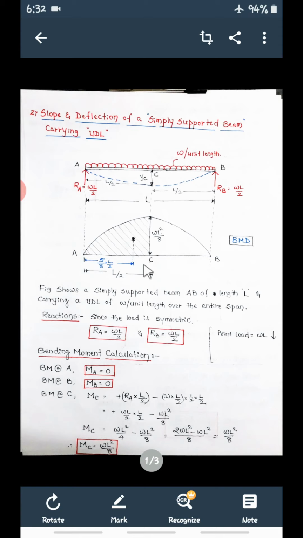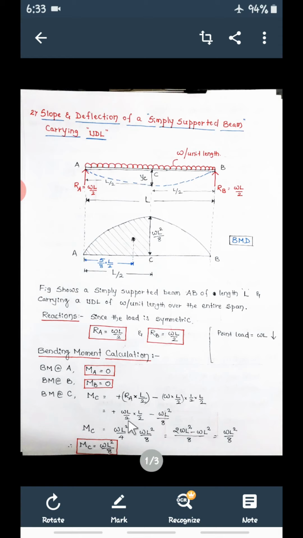This is minus. Now see, when you apply this point load here, how does this portion AC bend? When you push from the top, it is going to bend like this, which means it is hogging. So it is minus W into L by 2, the point load, into the perpendicular distance between the point load and C, which is half of L by 2. So this is the bending moment at C.